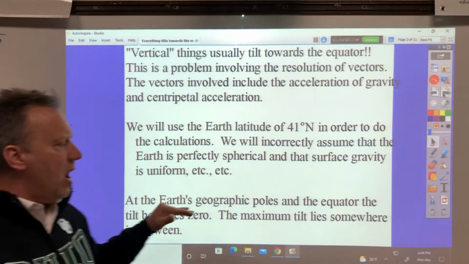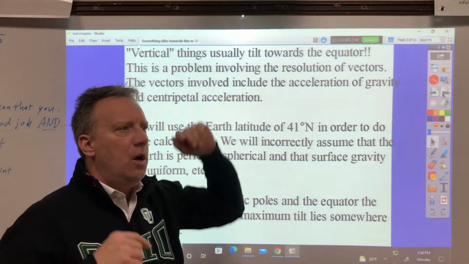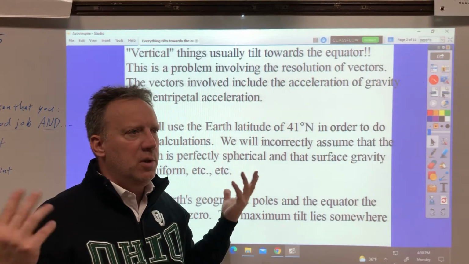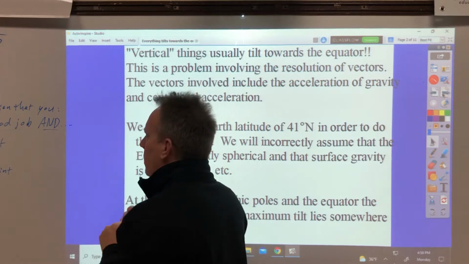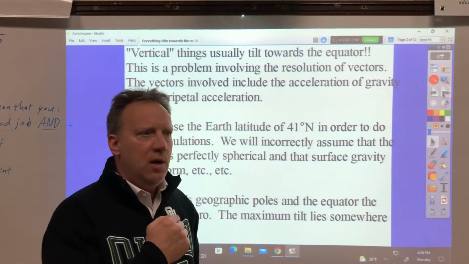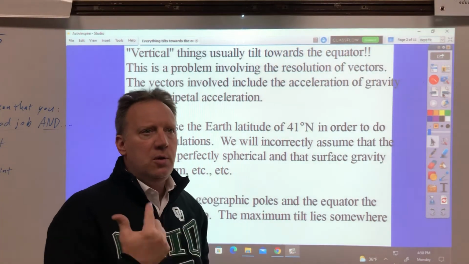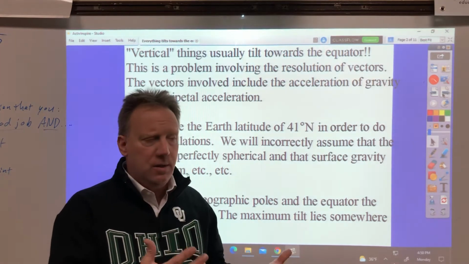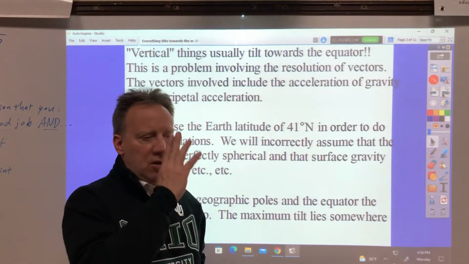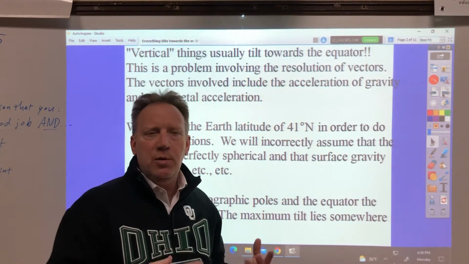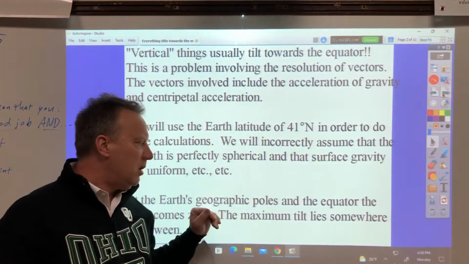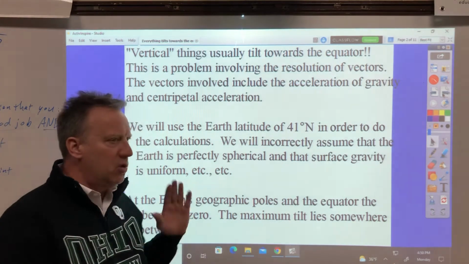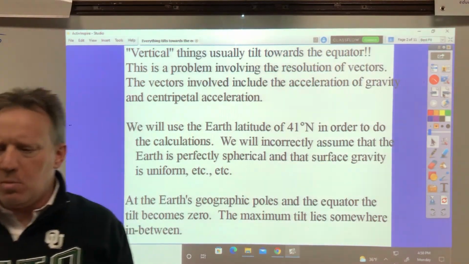At the Earth's geographic poles, you don't have a centripetal or centrifugal acceleration. You're just going in a circle. At the equator, if there is a centripetal or centrifugal acceleration, and there is, it's directly above and below you, so you don't notice that. This tilt only occurs off the equator and off the poles. It's going to be a maximum somewhere in between. I haven't worked out the angle where it's a maximum.